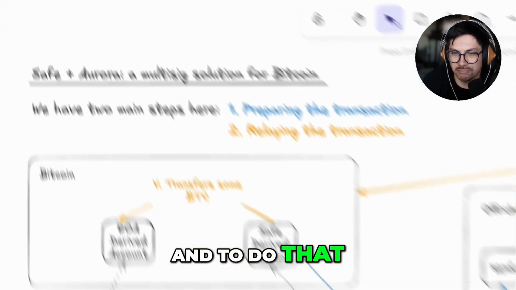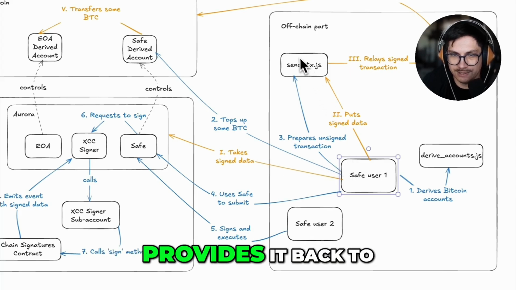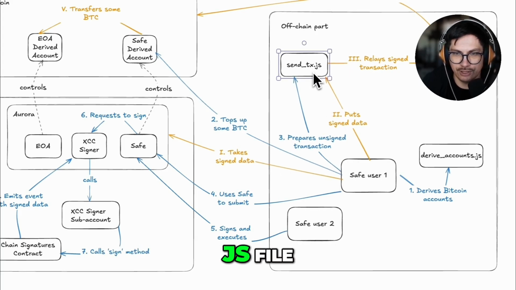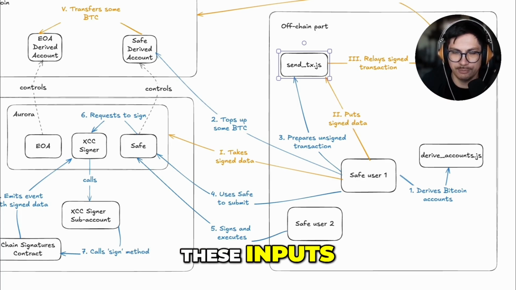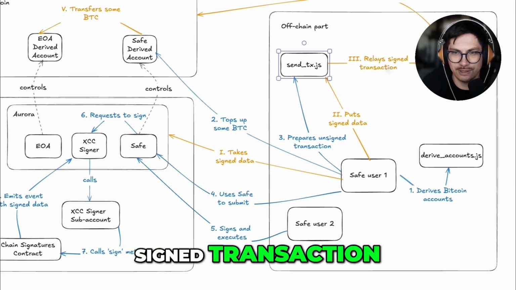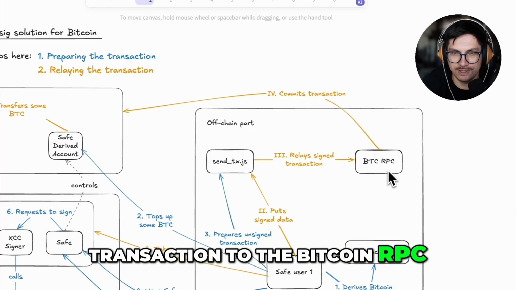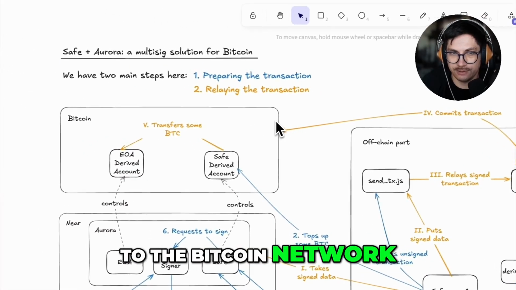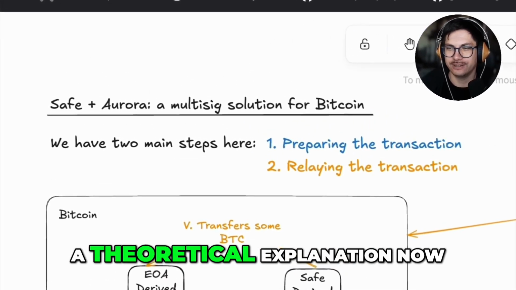And to do that, Safe user number 1 just takes that signed data and provides it back to the inputs inside the sendTransaction.js file. It will actually wait for you to provide these inputs. And after you provide it, it will reconstruct the signed transaction. And after that, it relays the signed transaction to the Bitcoin RPC, which commits the transaction to the Bitcoin network and transfers some BTC. So that was just a theoretical explanation.